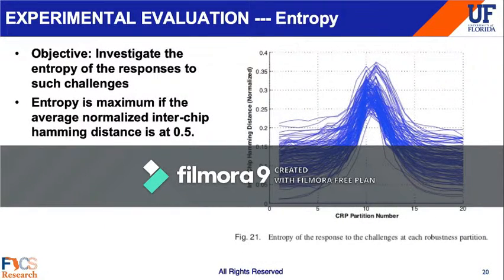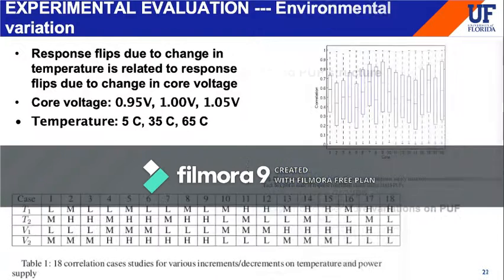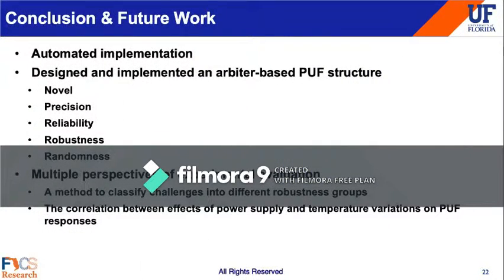Because we have a trade-off between robustness and entropy, here's our entropy of the responses diagram. As we all know, the entropy is maximum if the average normalized inter-chip Hamming distance is about 0.5. Corresponding to our inter-chip Hamming distance diagram, when the partition number is around 10, it will give us the higher entropy, but it also means the lowest robustness. So here it is, and it leads us to our conclusion and future work.